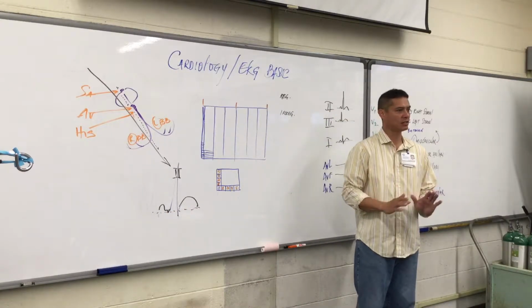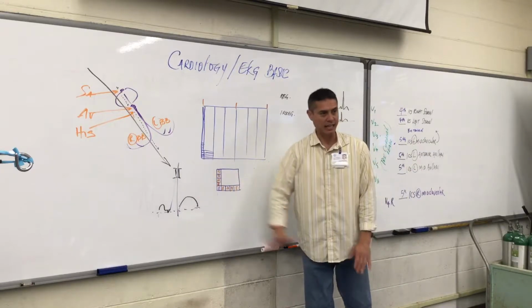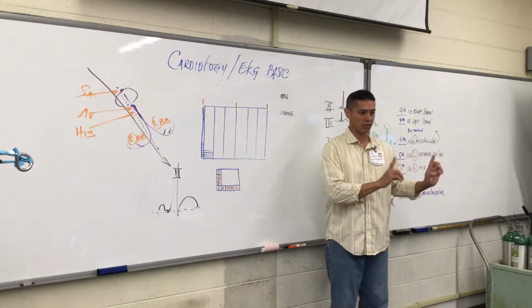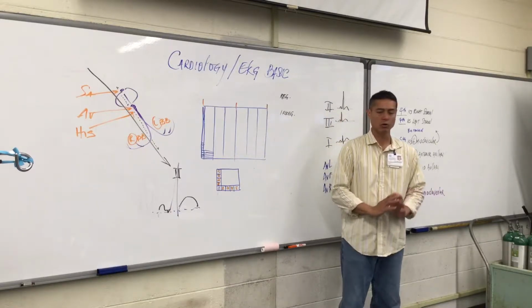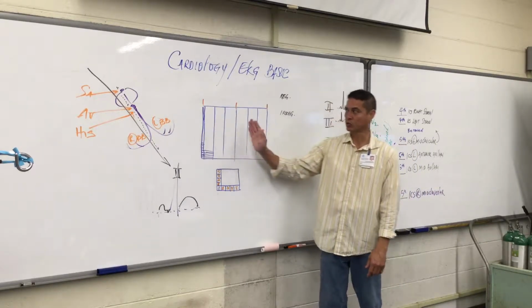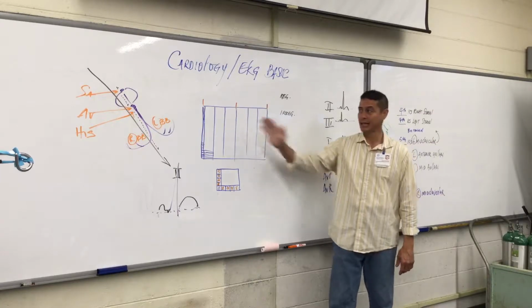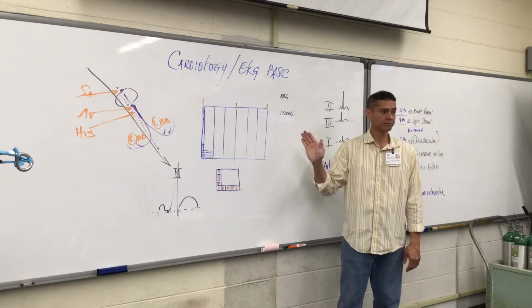There's no changes in those. It looks exactly the same. All the intervals from the QRS to QRS, they're all equal. P wave to P wave, you measure those out, they would be all equal. This would be a sinus bradycardia, 3 complexes in the 6 second strip.